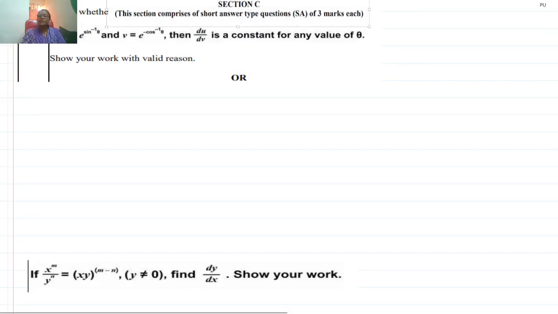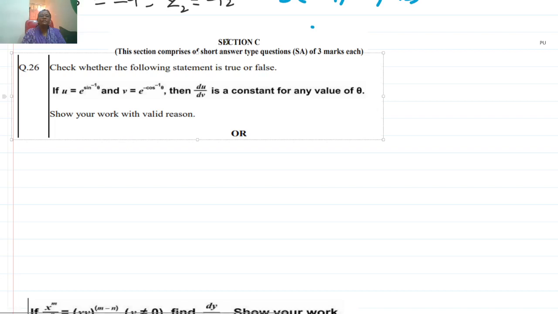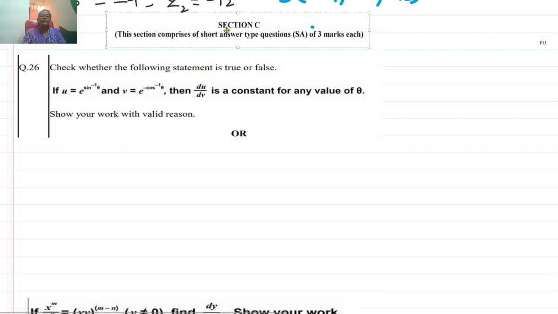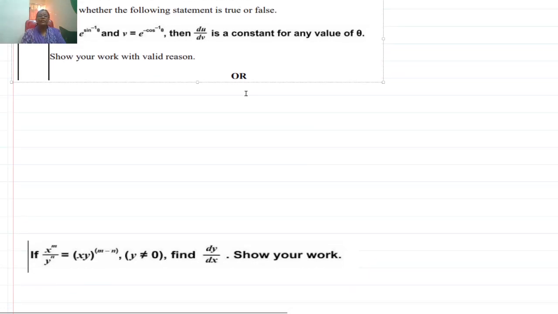In this section, it's a 3-mark question. Section C is a 3-mark question. The very first question we find there is a choice. There is a choice in the first question, and you decide which one you have to do. Both the questions are based on differentiation. It's a 3-mark question, so maybe there will be a little more calculation in it.